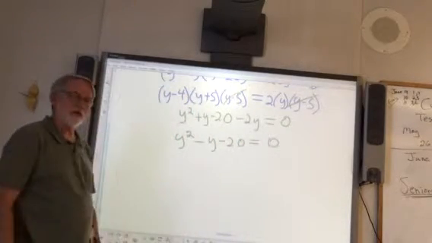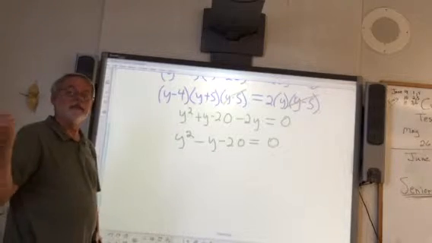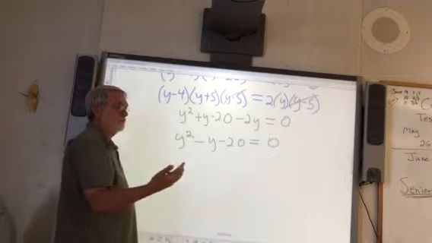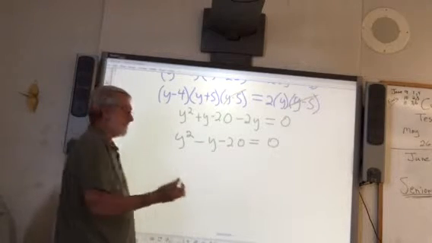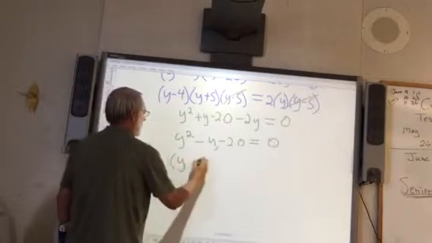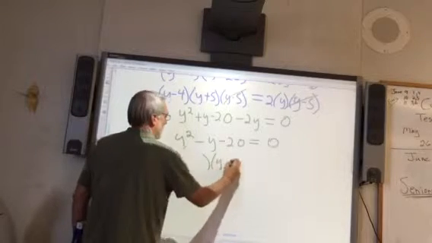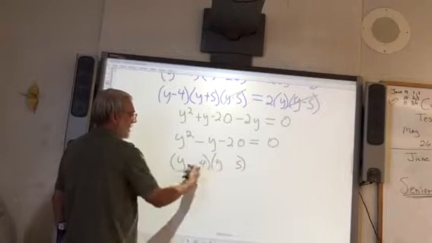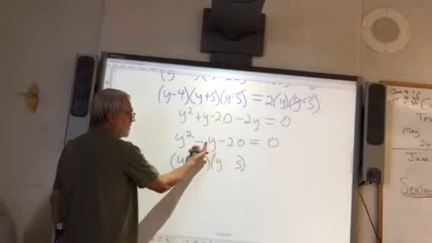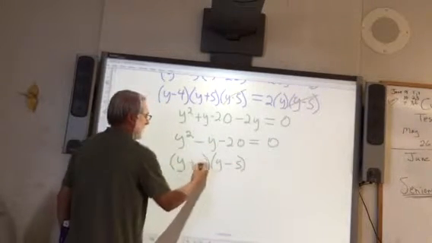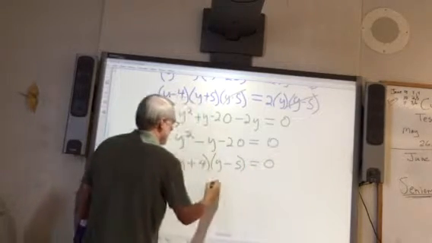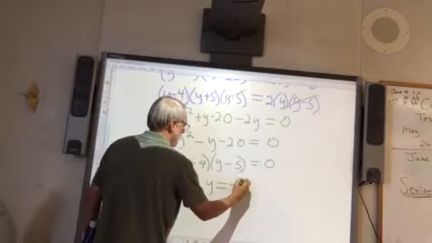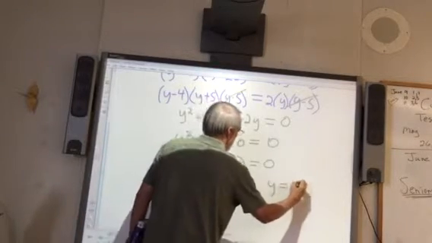Is this factorable? What do we need to do to find out if it's factorable? Look for factors of 20 that have a difference of 1. 5 and 4, sounds good to me. y and a y and a 5 and a 4. It's a negative here, so one's negative, one's positive. The larger one should be negative, that's the negative 5, positive 4. So either y equals negative 4, or y equals 5.